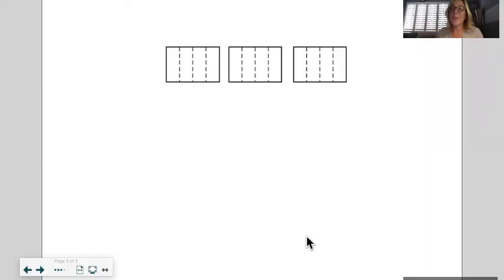So now I want you to look at the drawing that we have, and I want you to tell me what's the division problem that it shows. So give that a moment for you to think.